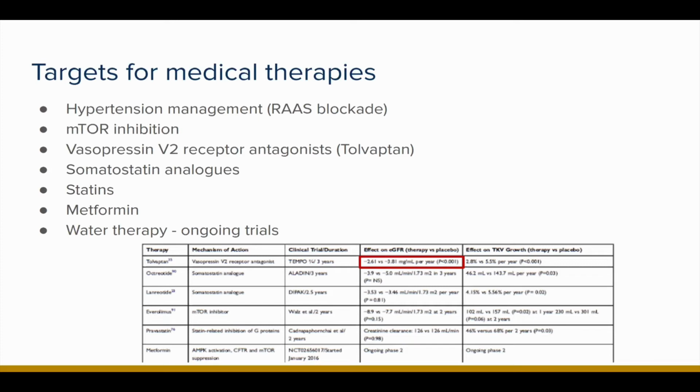Now, there have been a number of therapies investigated, and I won't have time to go through all of them, but just wanted to provide a summary here of this table showing that a number of studies have shown an impact on the change in total kidney volume growth. But the only medication which has had an improvement in decline in GFR, which appears to be the most clinically relevant endpoint, is Tolvaptan, and we'll go through some of this data.